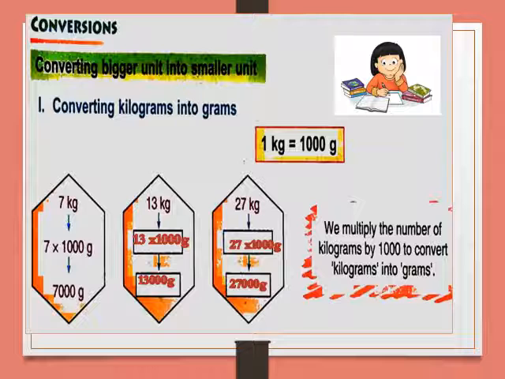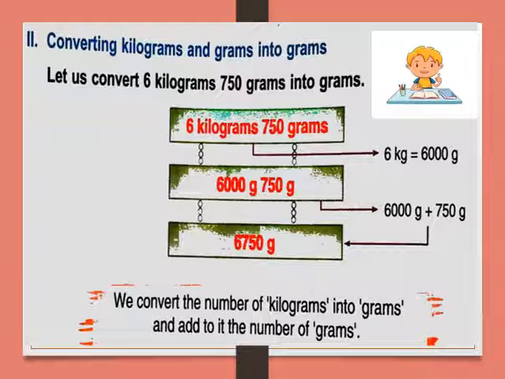Yes, it is. Now here we will see how to convert kilograms and grams into grams. It's again an easy one because you have already studied how to convert kilogram into gram. So let's convert 6 kilogram 750 gram into grams. 6 kilogram 750 gram means what? 6 kg means 6000 gram. Just now we have seen, no? Yes. So 6 kg equals 6000 gram.